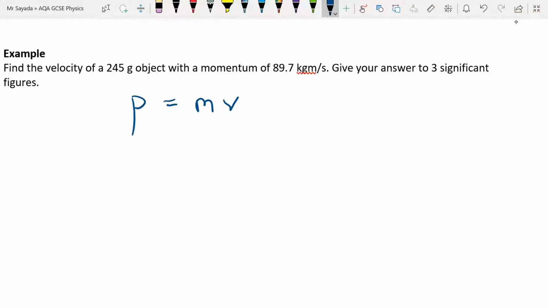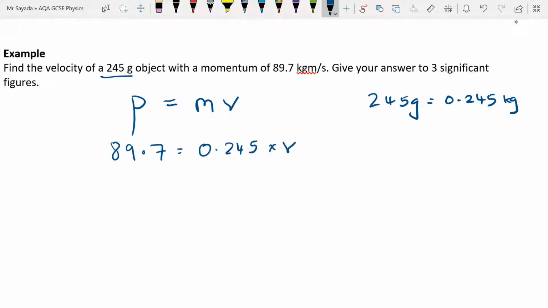So we're told that the momentum is 89.7, and we're told the mass is 245 grams. So I need to turn that into kilograms. Sorry, I've already converted it. I jumped ahead. 245 grams is 0.245 kilograms. I've divided 245 by 1,000 there. So 89.7 is 0.245 times the velocity, which means the velocity must be 89.7 divided by 0.245.